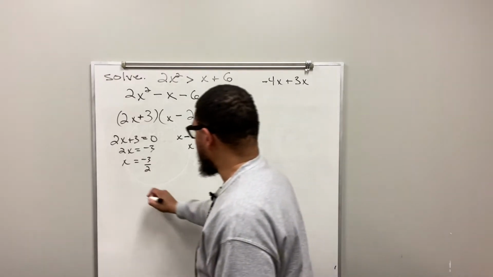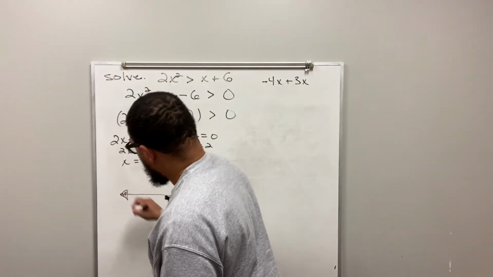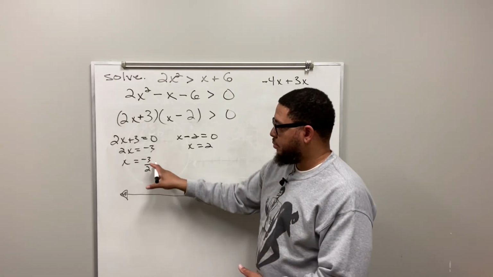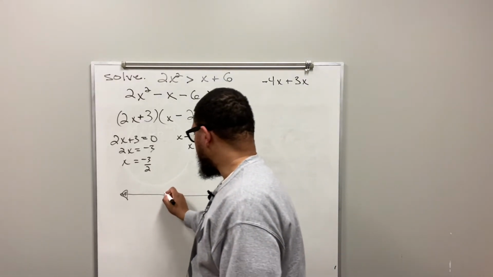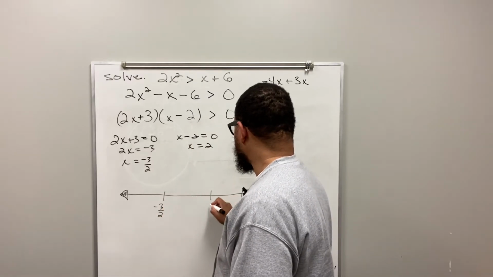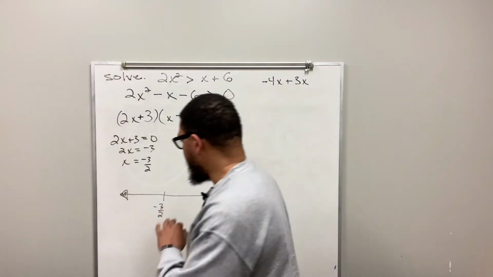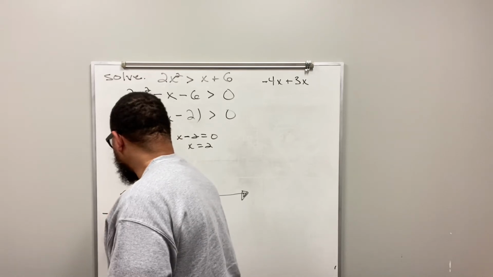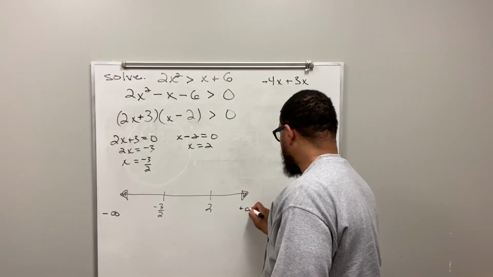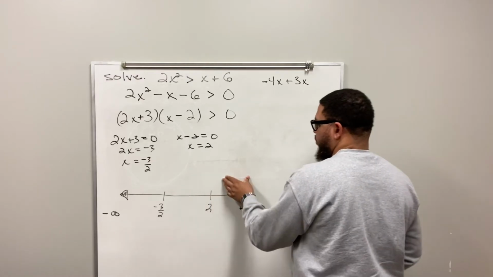And then I'm going to do my number line. So I do that, and then I got to plot my critical values or my boundary points. So I'm going to put negative 3 halves right here, and then put my positive 2 over here. All right. So now what I've created is 3 intervals. And also, let me label this. So all the way out here is negative infinity. And then all the way out to the right would be positive infinity. All right. So I got 3 intervals. Interval 1, interval 2, interval 3.